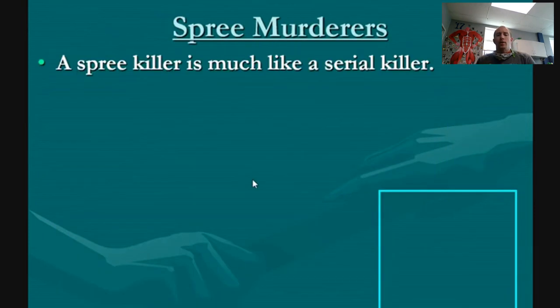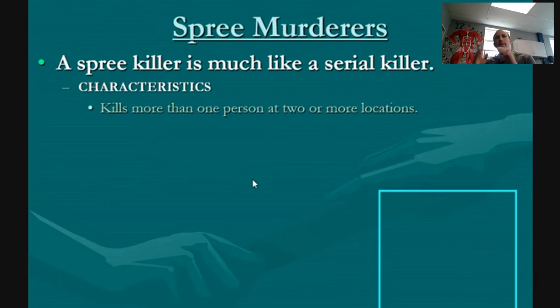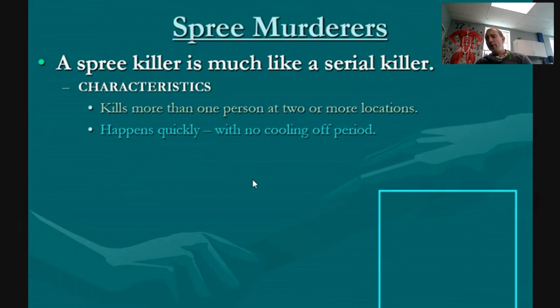Okay. So a spree murder is going to be more similar to a serial killer than a mass murderer, but they're going to have some key differences. They're going to kill more than one person at two or more locations, so they're going to be spread out over a large area. Their kills typically happen very quickly in succession. They're not going to have that characteristic cooling off period that a serial killer would have.